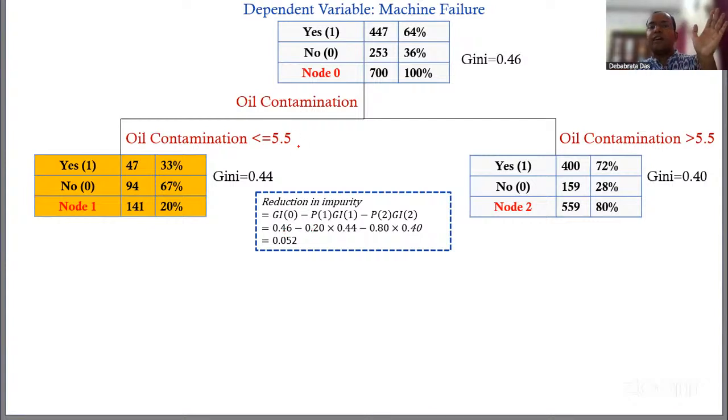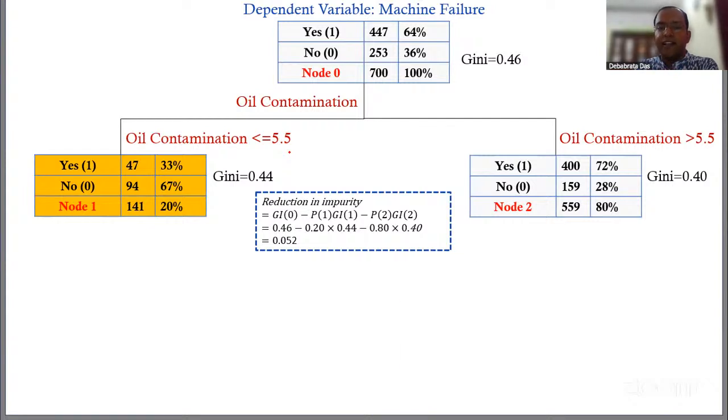So let us assume I have seven variables. For each variable, I have 100 different observations. So 7 into 100, 700 different cutoffs I'll get. And for each cutoff, I'll calculate the reduction in impurity. Okay. So the maximum reduction in impurity is 0.052, and it happens for the cutoff of 5.5, and that too for oil contamination. So oil contamination and 5.5 is the cutoff.